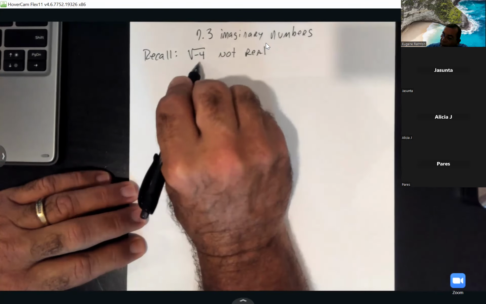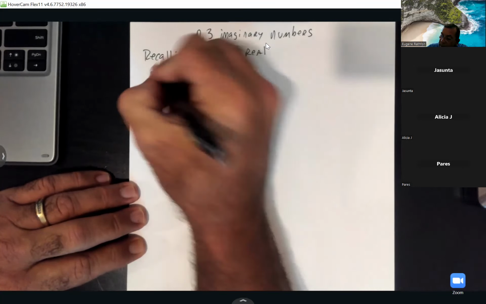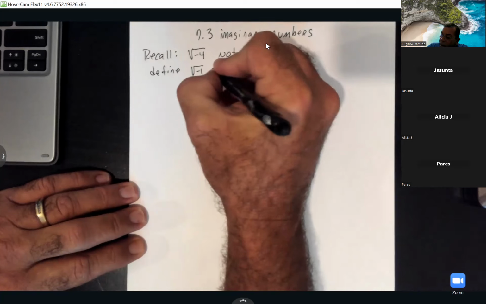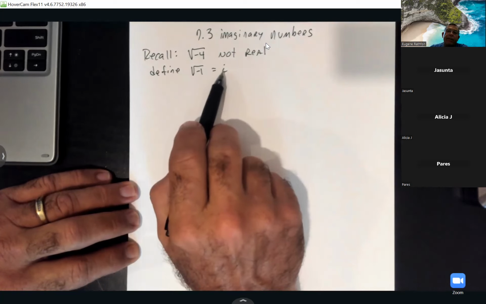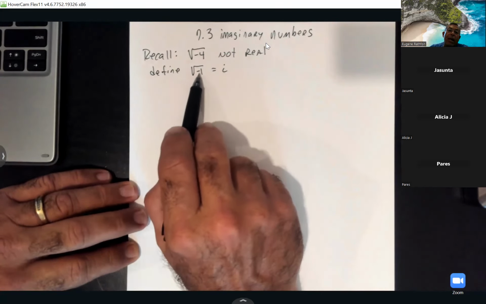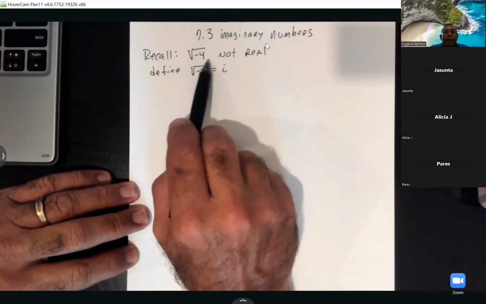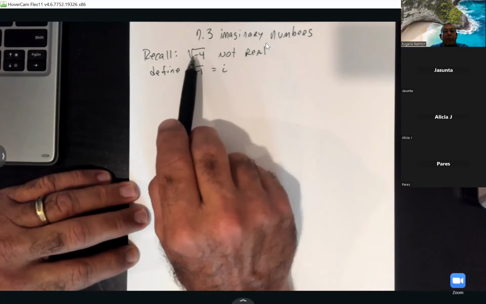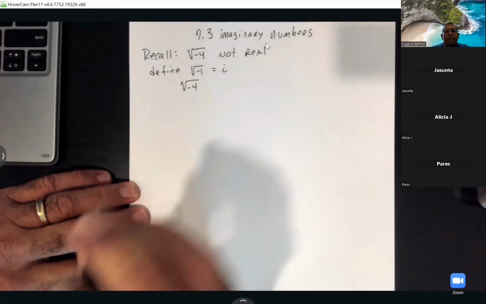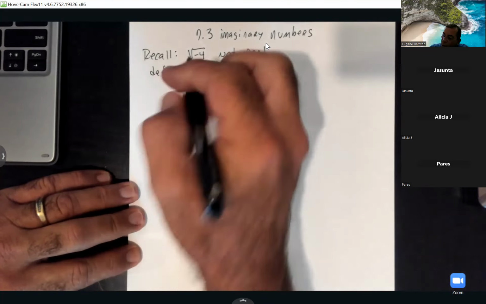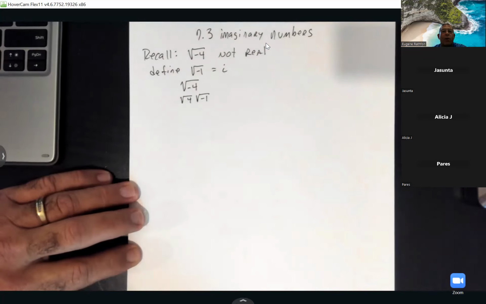So what we did, we're going to define the square root of -1 equal to i. So when you see this i, it's really the square root of -1. What that does is let me play with these kinds of radicals where we couldn't get answers out of them before. For the square root of -4, we would break this into a square root of 4 times a square root of -1.